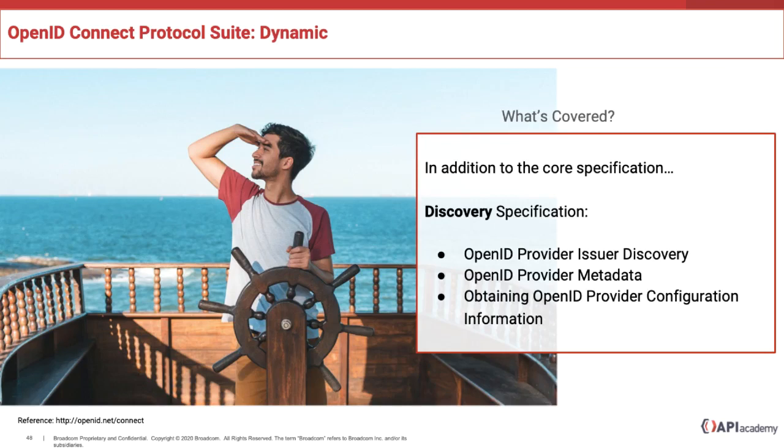Now, if you want to build on the core specification of OpenID Connect, you can also explore the dynamic package. In addition to the specifications covered by the core, you'll also be exposed to the concept of determining the location of the OpenID provider, also known as making a discovery request. This is done to also obtain information needed to interact with the OpenID provider, including its OAuth 2 endpoint locations. In addition, this specification covers OpenID provider metadata and obtaining OpenID provider configuration information.